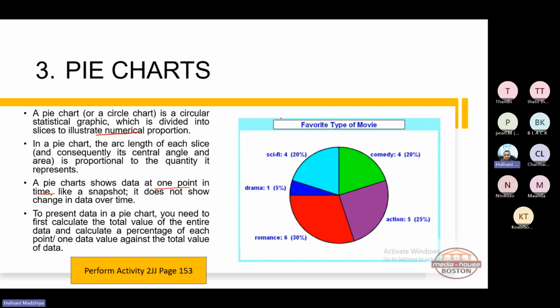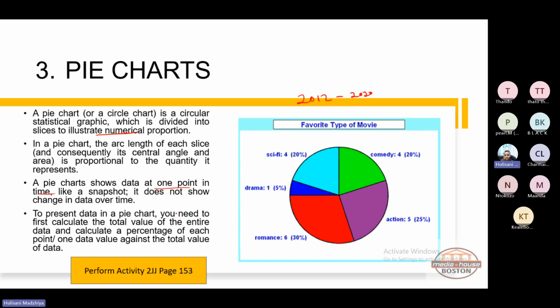So meaning that we cannot use a pie chart to represent data from 2012 to 2020. We can only use the pie chart to represent one of the years in between 2012 and 2020. So we cannot represent all the data from all the years. That is one disadvantage of using the pie chart.